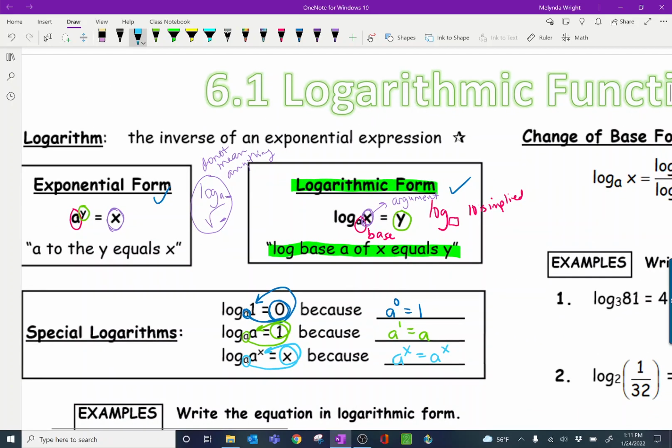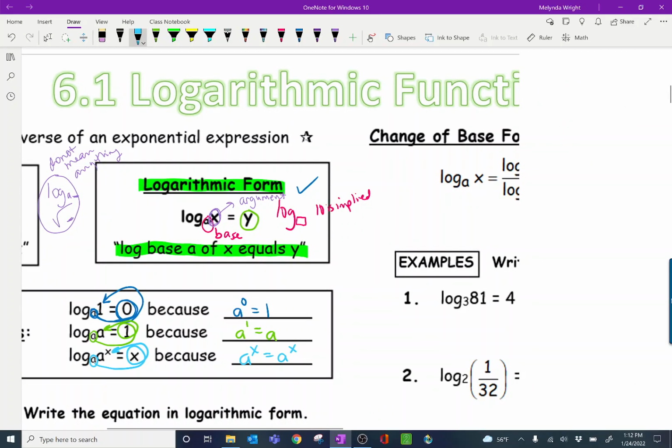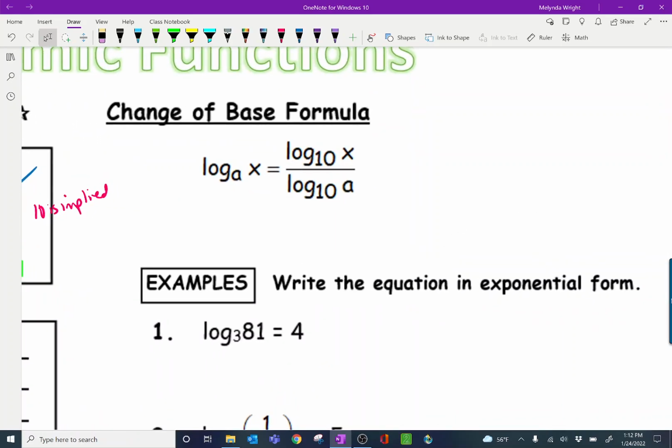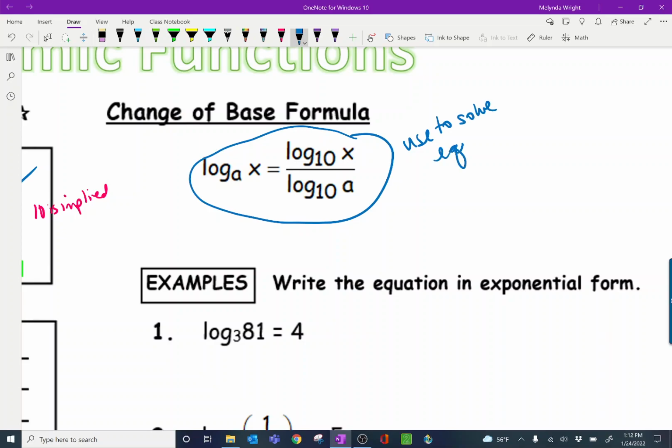Let's look at one other formula. It's called the change of base formula. Our calculators do this for us, so we don't really need the formula to calculate numbers. We would use it to solve equations. That's the only thing we would use it for, because our calculators have that formula embedded in them. If I type in my calculator log base 2 of 5 and hit enter, it would tell me the decimal approximation.